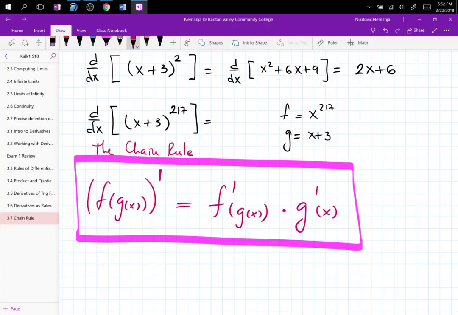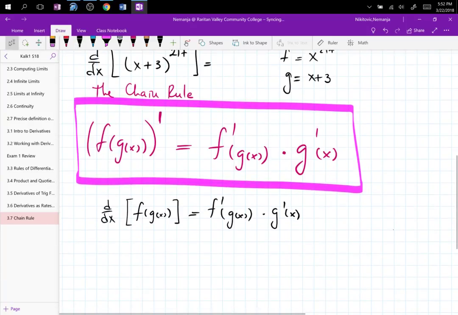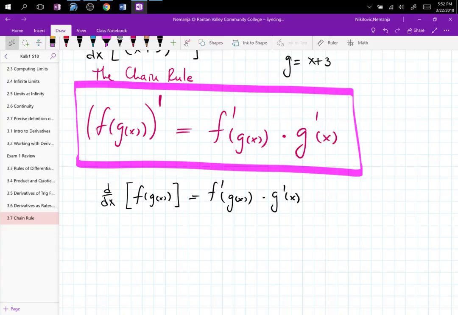So that's what we have. I could have used the original notation that you are used to, which still gives us the same. All right. So now let me use this formula on our new problem, which says x plus 3 raised to 217.